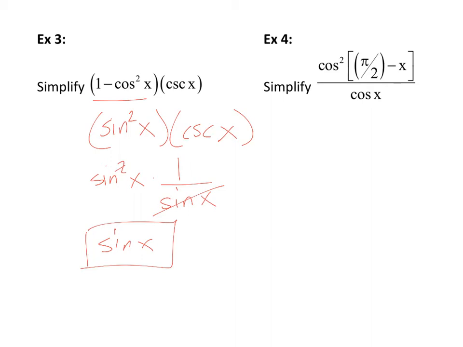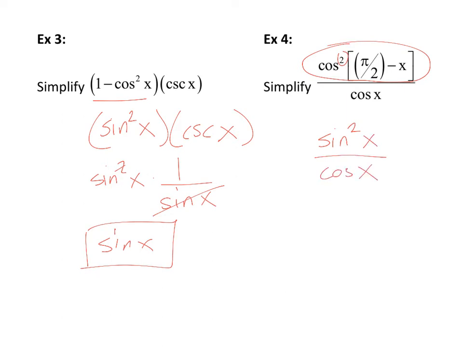All right, here I have a cofunction identity. It's cosine squared. Don't forget the little square there. So the square carries over into its equivalent expression. So that's equal to sine squared x over cosine x.